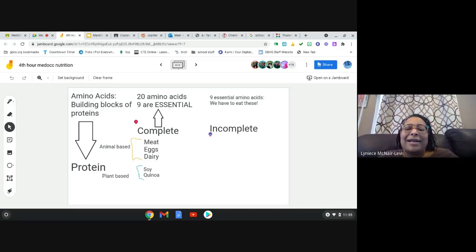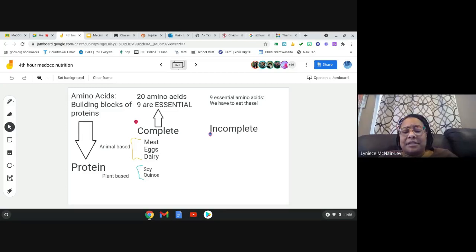Come on, y'all can do this. These are all incomplete proteins or plant-based. FYI, there's your hint. Don't look it up. Seeds and nuts. What else? Vegetable. I heard two answers at the same time. Go ahead. Beans.